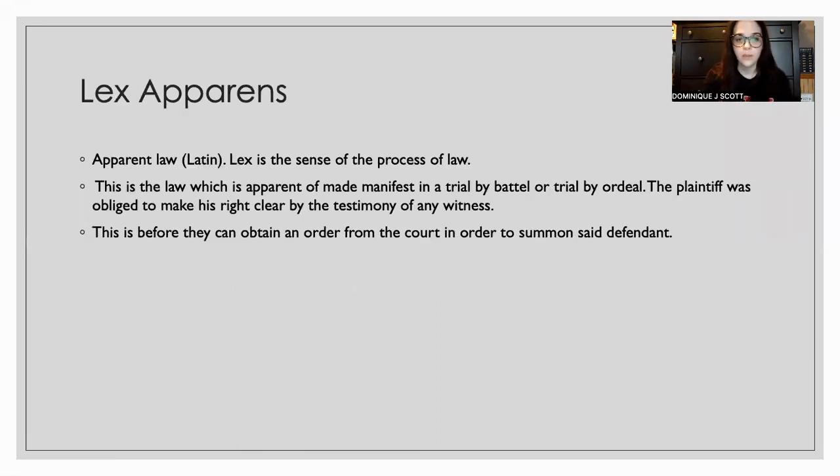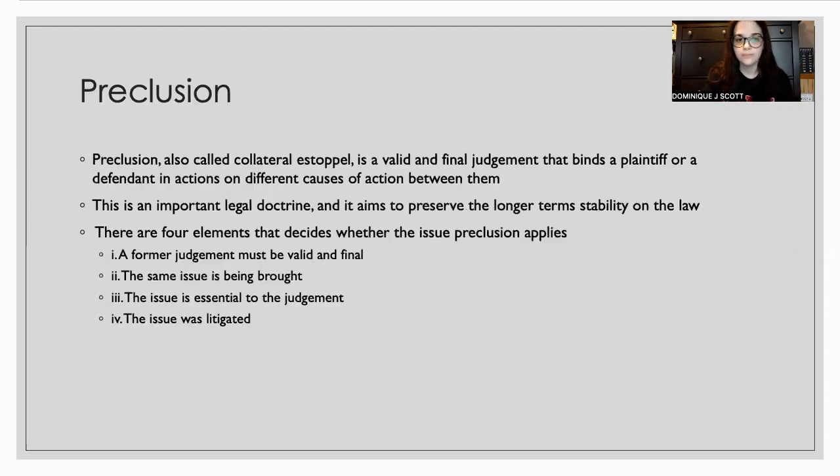Lex apparens is apparent law. Lex is the sense of the process of law. This is the law which is apparent or made manifest in a trial or battle or trial by ordeal. The plaintiff was obliged to make his right clear by the testimony of any witness. This is before they can obtain an order from the court in order to summon any defendant.